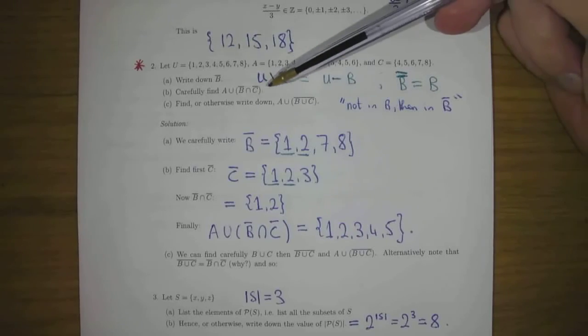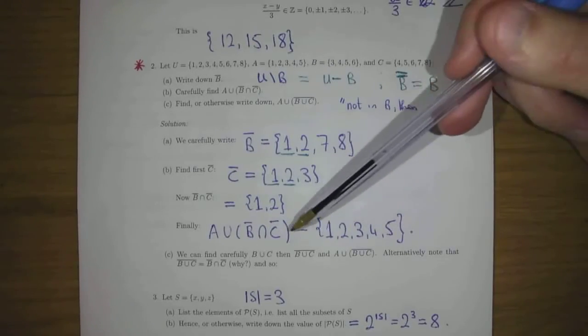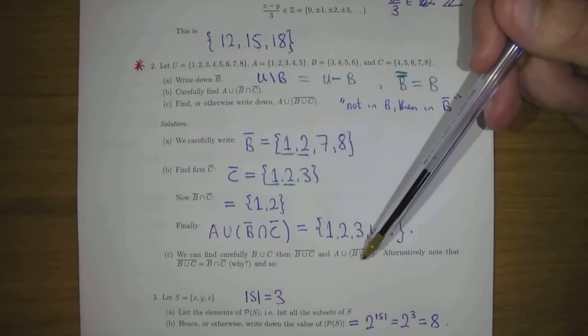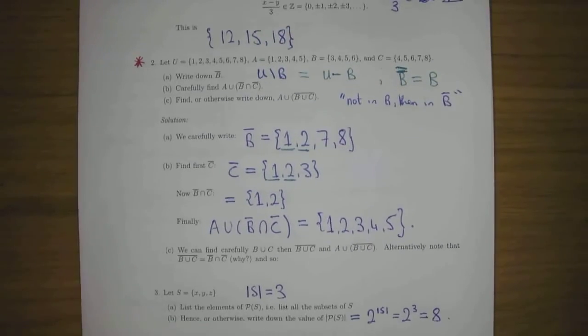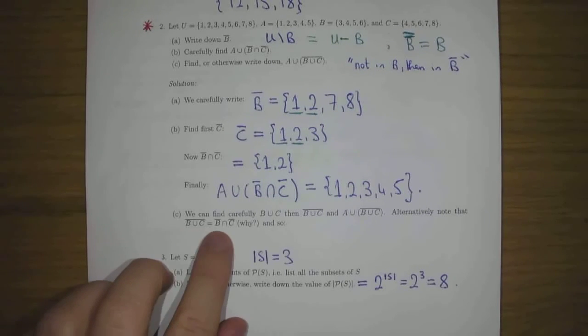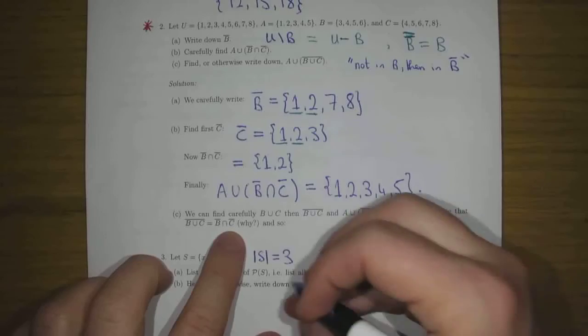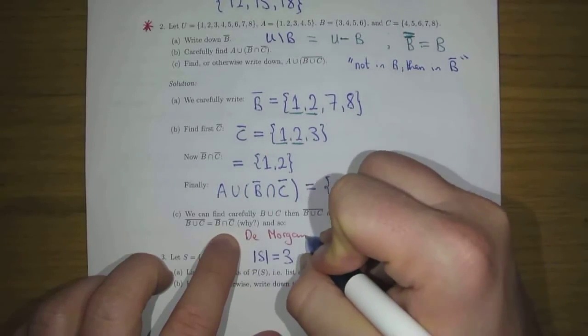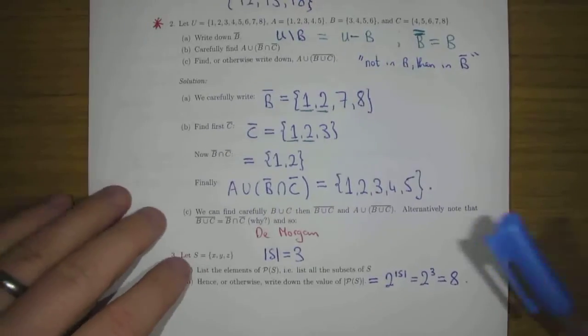Next question, find or otherwise write down this. So this, you can do a similar story. You can find B or C, then find not B or C, and then find a union. But what we're going to learn a bit later on, and it's not here, is that not B or C is equal to not B and not C. We'll learn about it a little bit later on. It's called one of De Morgan's laws.